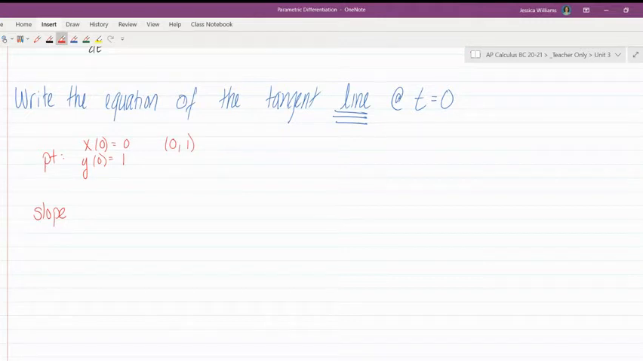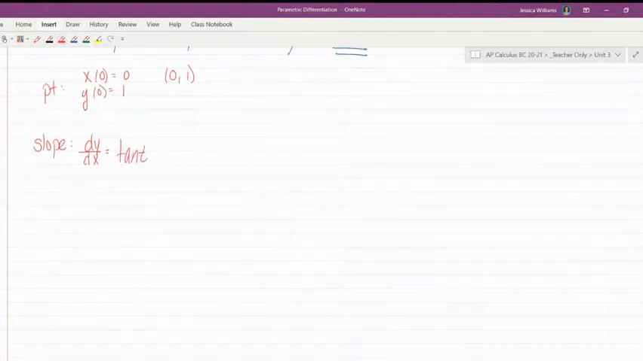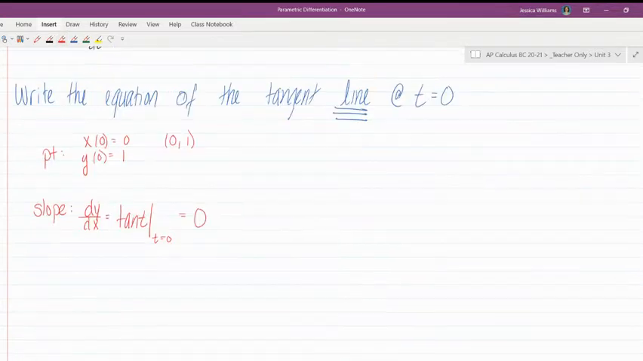Now I need a slope. And again, it does not matter what world you are living in. Rectangular, parametric, polar, slope is always a change in y over a change in x. So lucky for us, we already found that to be negative tangent of t. And then we're going to evaluate that when t is 0. And don't worry, I know the tangent of 0 is 0. So if I'm dealing with a slope of 0, I'm dealing with just a horizontal line. So this is just going to be y equals 1.